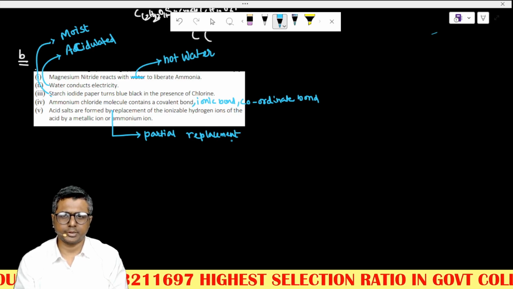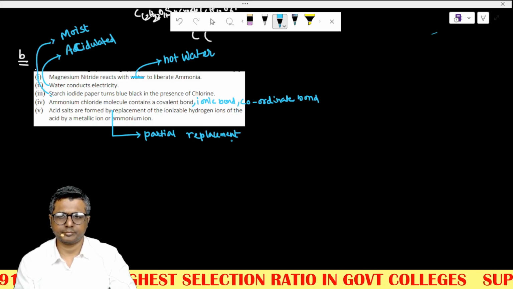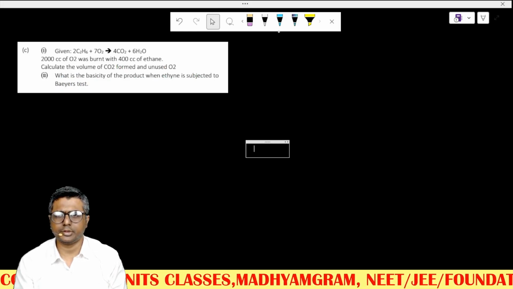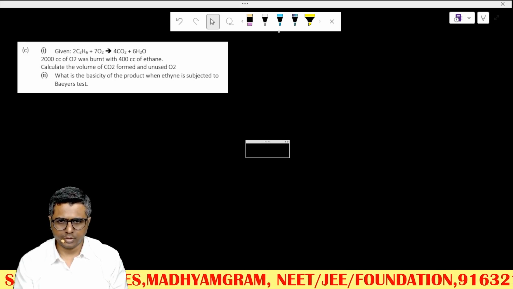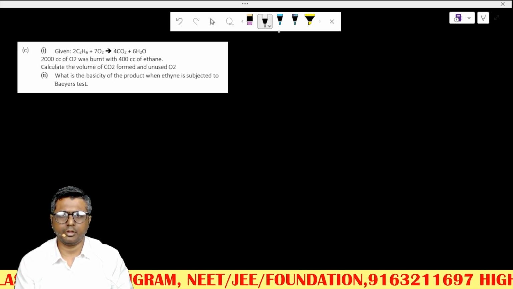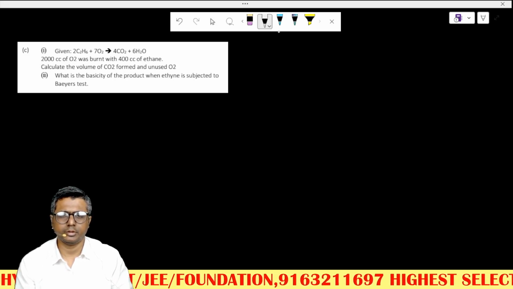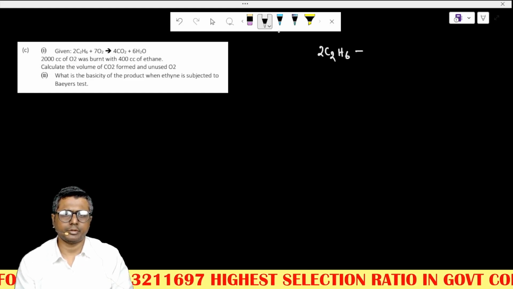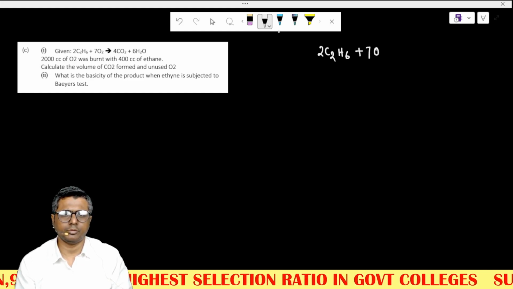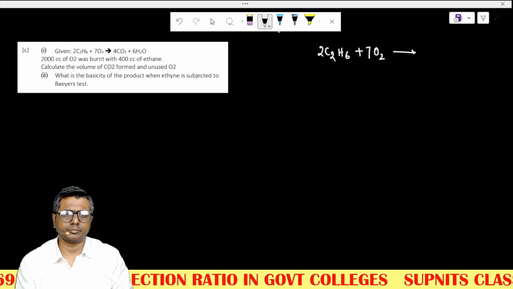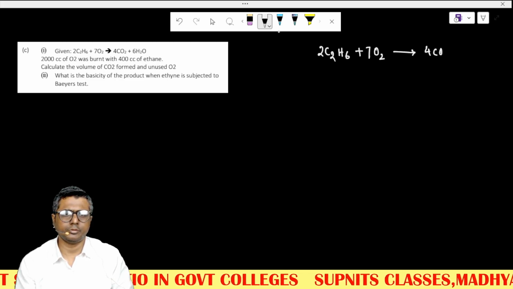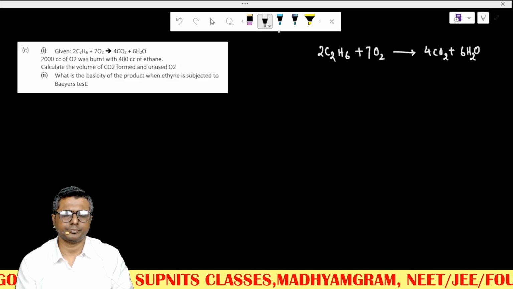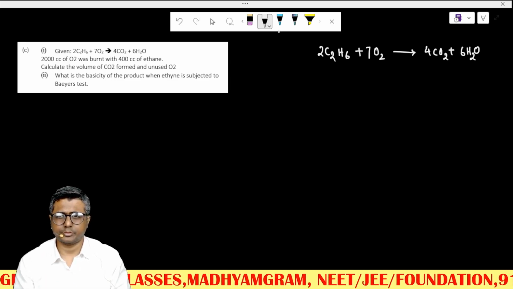Please check how much marks you have secured in this question. So this was our next question. The question is based on the mole concept chapter. However, Gay-Lussac's law of volumes will do the job over here. First of all, in this question we will write down the equation: 2C2H6 plus 7O2 gives 4CO2 plus 6H2O. Okay guys, easy question, is it?